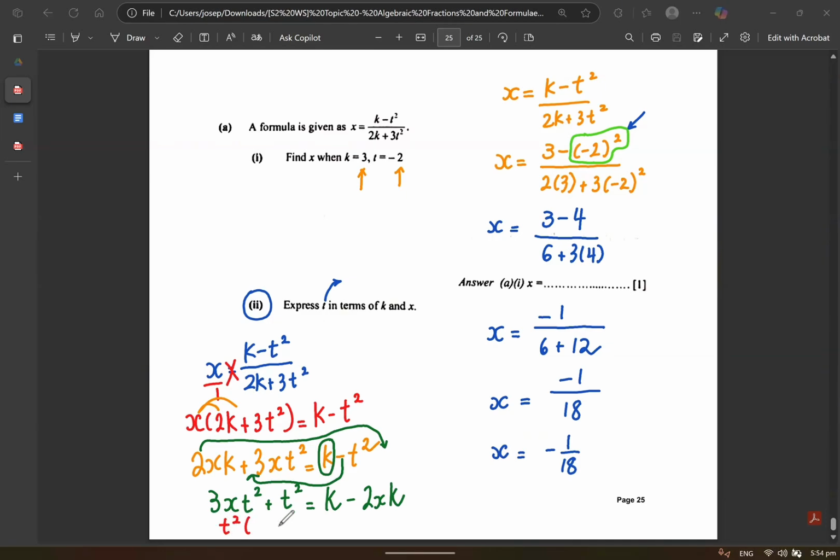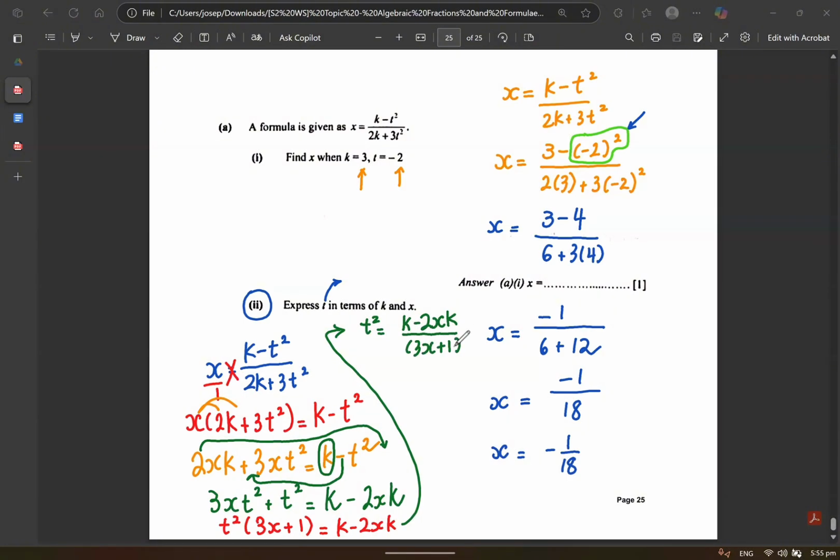So over here, you want to express t, right? You just factorize t squared. You factorize t squared, you're left with 3x plus 1, equals k minus 2xk. Can you understand? Then from here, obviously this is not done, so you're going to continue. You're going to remove away the 3x plus 1 and isolate your t squared. You're going to have t squared equals k minus 2xk over 3x plus 1. Is this something that you can understand?